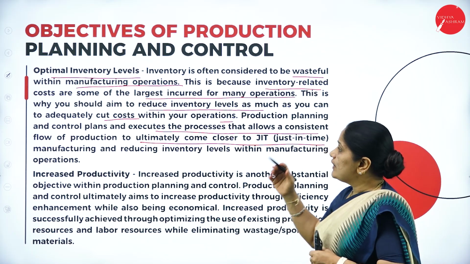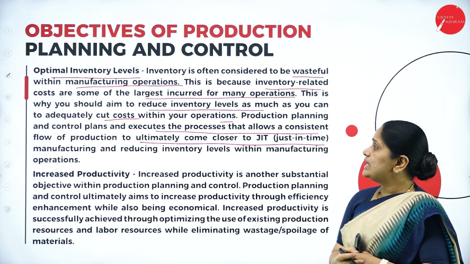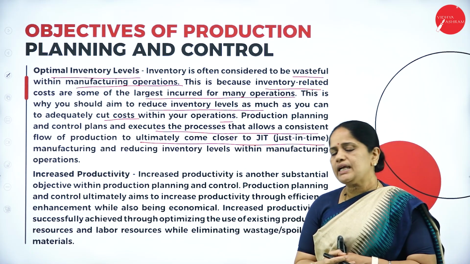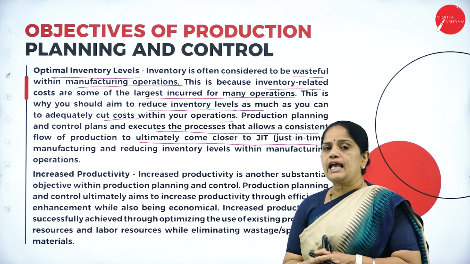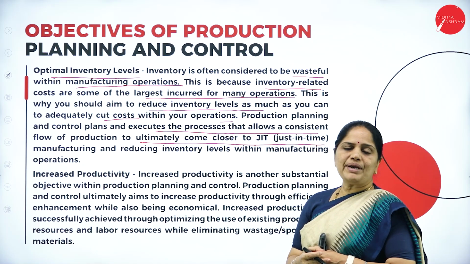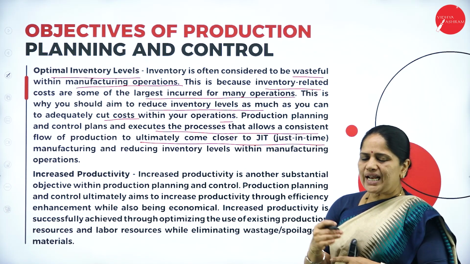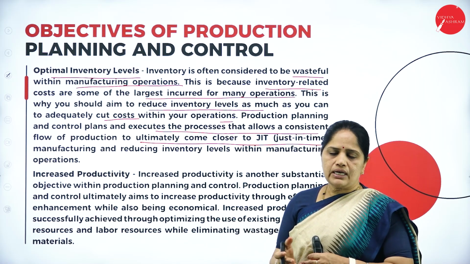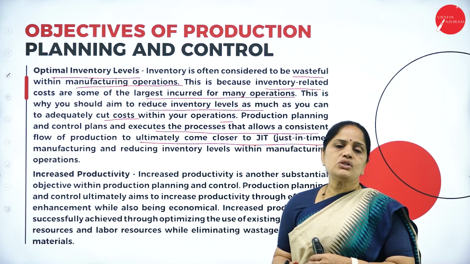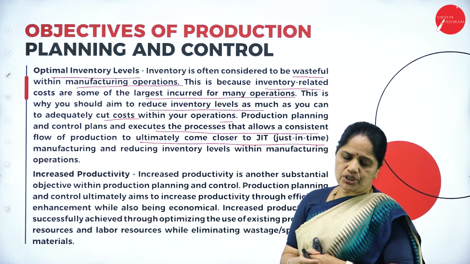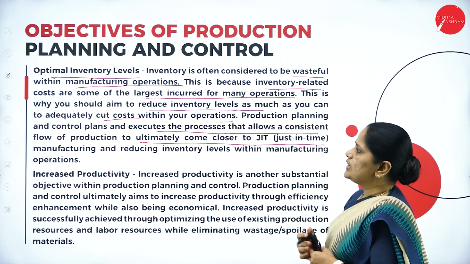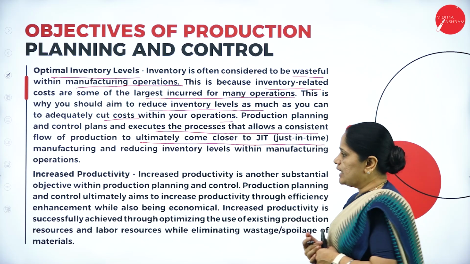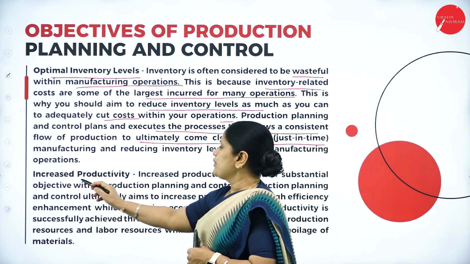So when we have this kind of optimal inventory levels, you will be able to calculate exactly what stock of raw materials you need, and just when it is getting over, you have one more stock in order to ensure that there is no break in the production flow. So we have to ensure optimal inventory levels, then increased productivity.